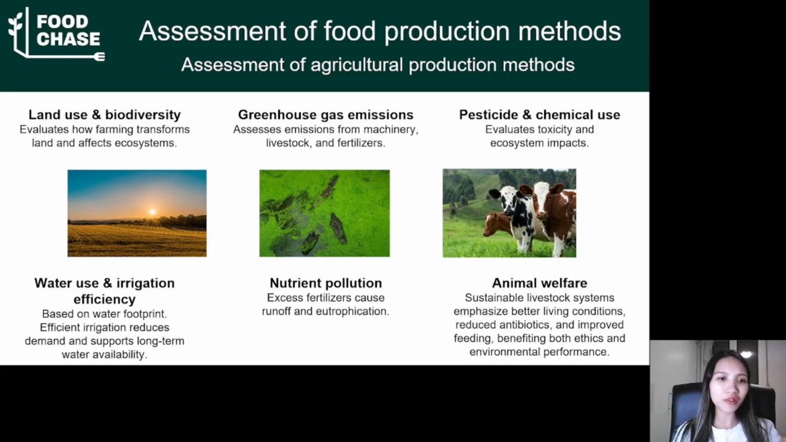About water use and irrigation efficiency, it is based on water footprints. Efficient irrigation reduces demand and supports long-term water availability. Nutrient pollution: the excess fertilizer causes runoff and eutrophication, which is a phenomenon that we have mentioned in the previous lesson.